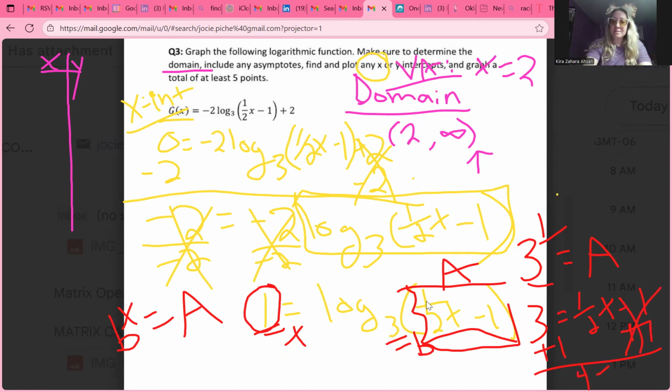And then 4 equals 1/2 x. And then you can kind of do that in your head, or you can divide. You can divide by 1/2, which is the same as multiplying by 2. X equals 8. So the bottom line is yay, yay, yay.